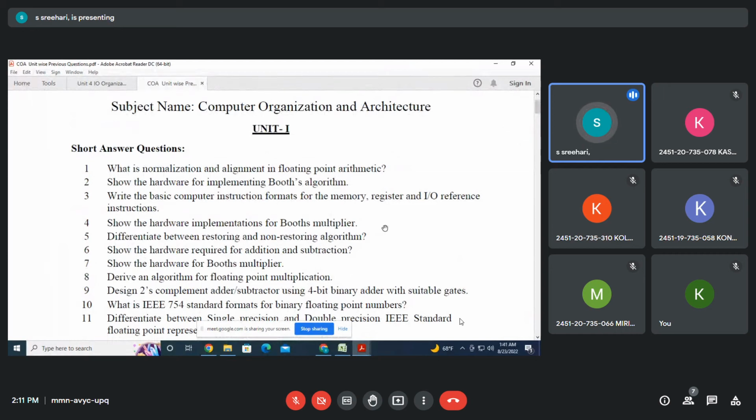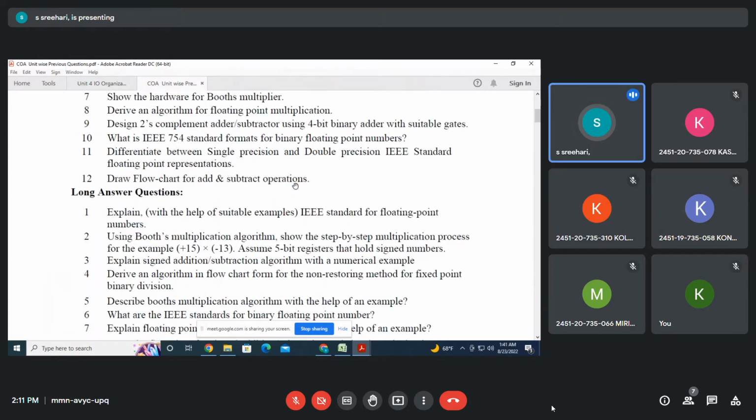Whatever it is from your previous OU question papers, I have listed out unit wise. For Unit 1, the short answer and long answer questions that were asked previously. If you go through this, you can get an idea about how the questions are framed, how the topics are added, and what you need to write. You can go through it once.